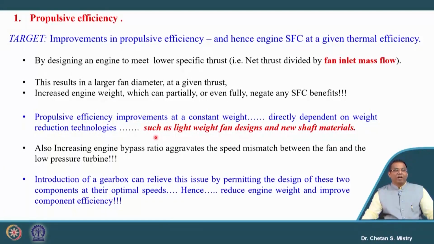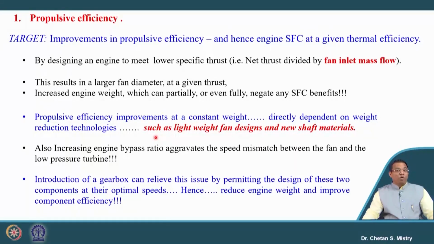Second, increasing the bypass ratio will give the issue of speed mismatch between the fan and low pressure turbine. We have discussed this part and we have got the solution also. We have discussed the geared turbofan engine. By introduction of a gearbox, we can minimize the problem and meet the optimum speed requirement. Hence, the engine weight and improvement of the efficiency can be achieved.